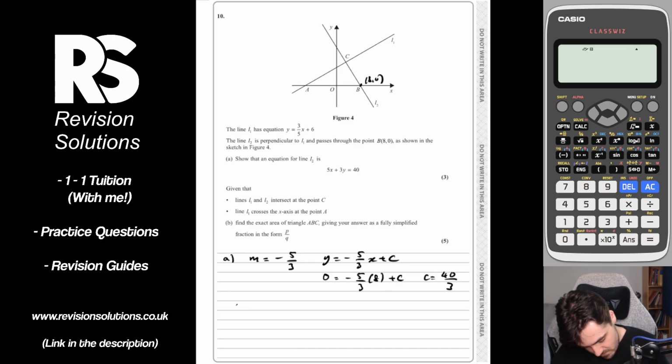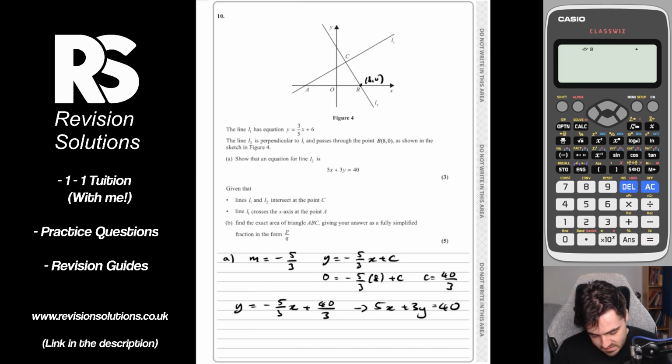So that would mean y is going to be equal to minus 5/3 x plus 40 on 3. And if we just multiplied everything by 3 and then bring over the 5x, we would have the form they ask. So let's write that. 5x plus 3y then must equal 40.